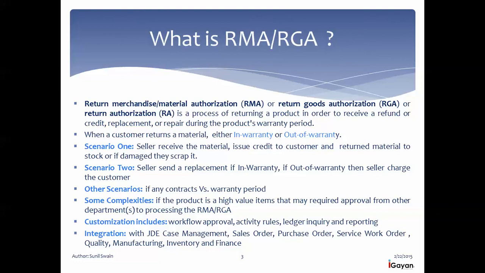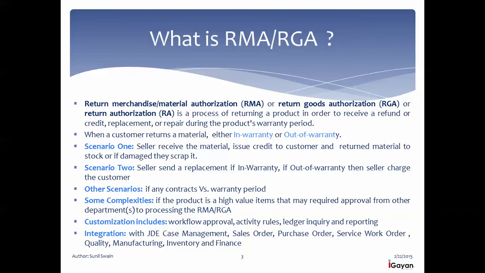It is a return merchandise or material authorization, or in some organizations they call it return goods authorization, or return authorization. It is a process to return the product in order to receive a refund, credit, a replacement, or a repair during the product warranty period. When a customer returns a particular product, it could be either in warranty or out of warranty. Let's take a couple of scenarios of what exactly happens during this RMA and RGA process.